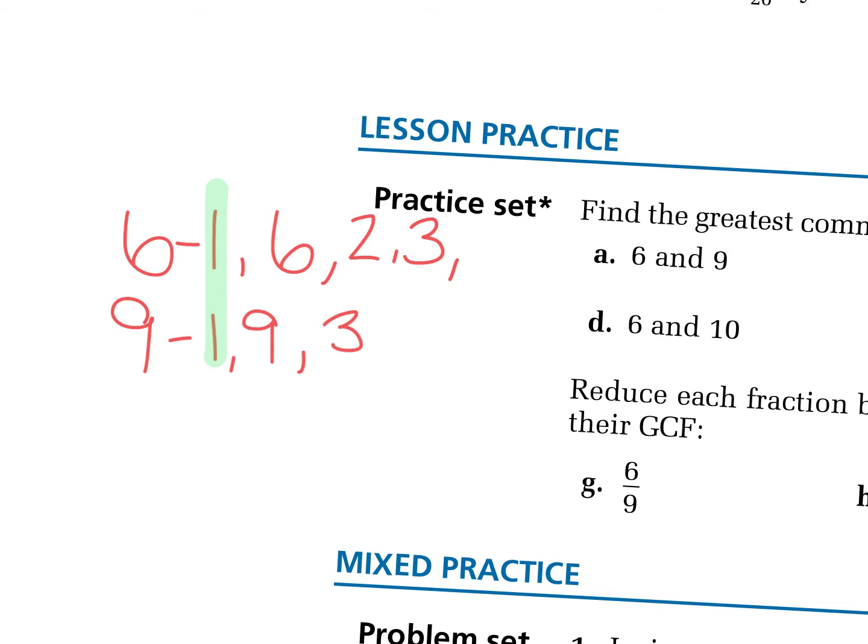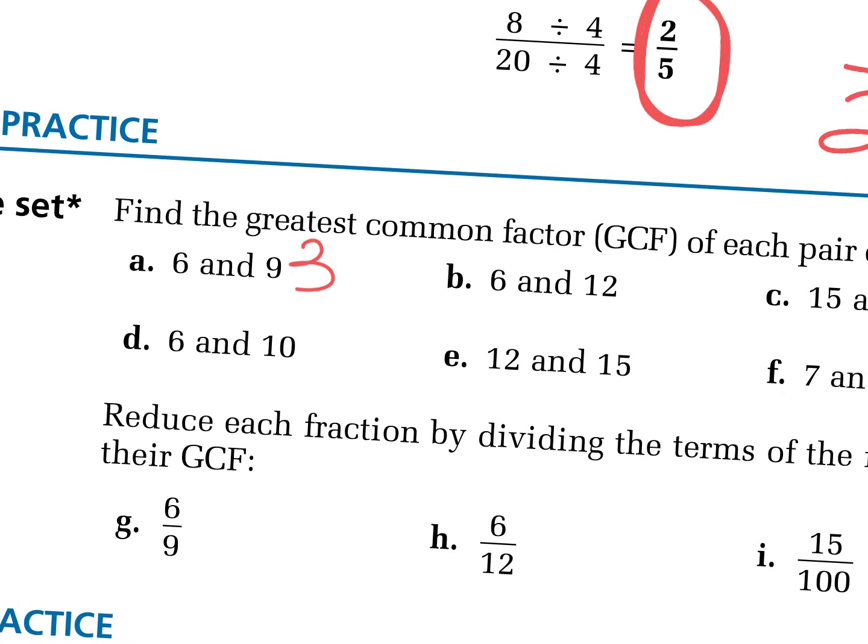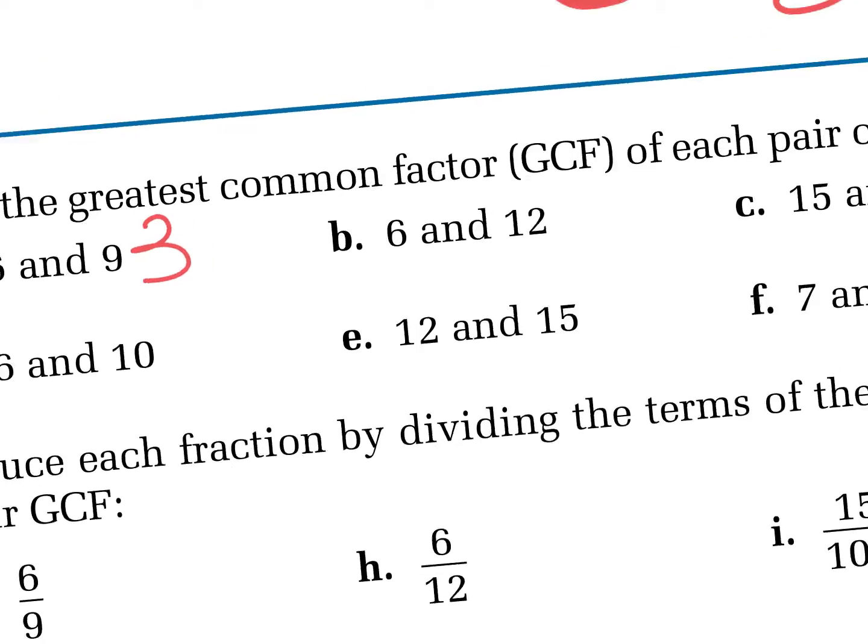1 is a common factor, and 3 is a common factor between 6 and 9. The greatest one would be 3. So A should be 3. 3 would be your answer. It is your greatest common factor.